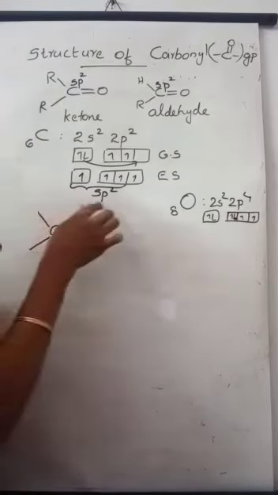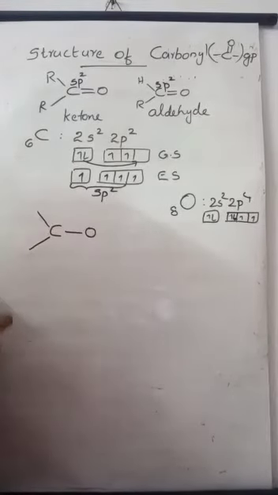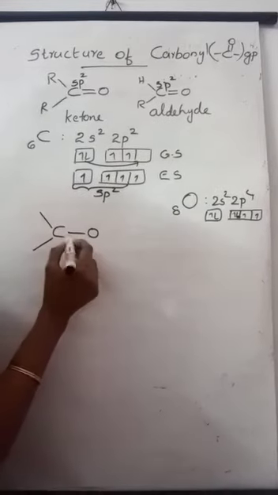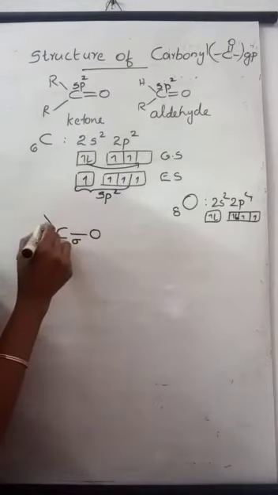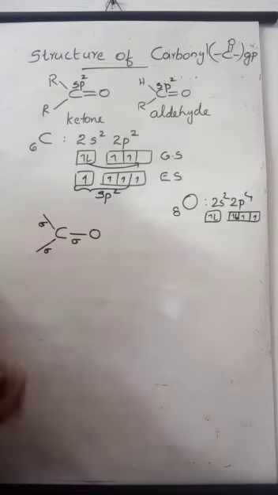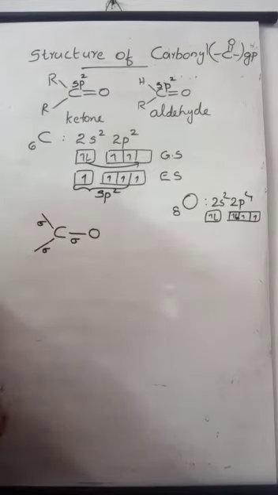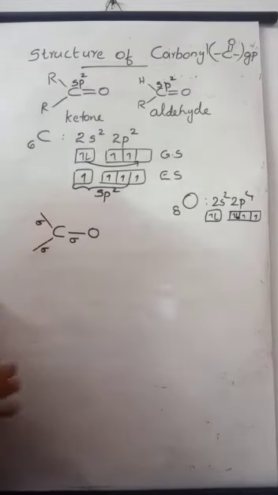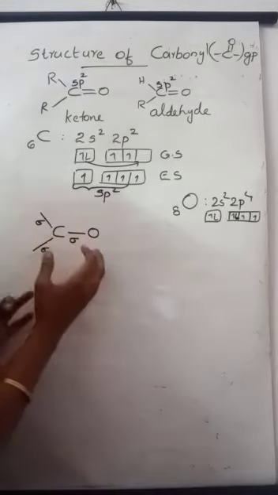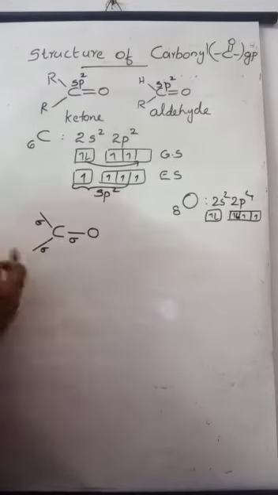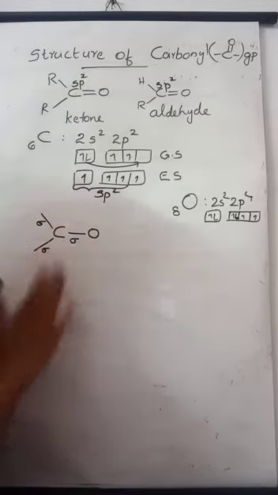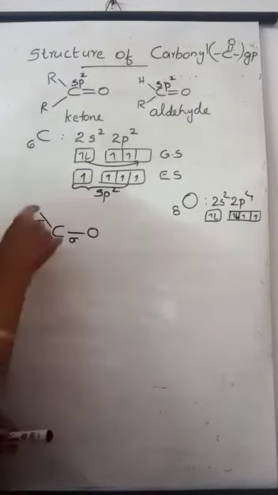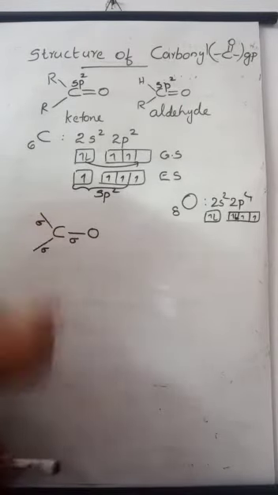So these 3 sp2 hybrid orbitals form 3 sigma bonds. One with oxygen, the other one with a hydrogen or carbon. So 3 sp2 hybrid orbitals would overlap with the atomic orbitals of oxygen, hydrogen or carbon atom and form 3 sigma bonds. Trigonal planar, 120° bond angle.